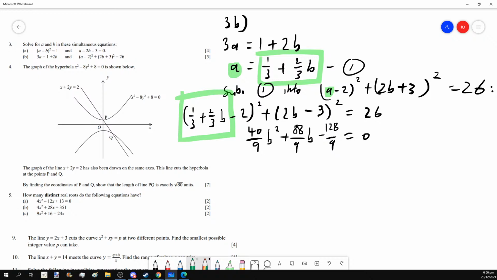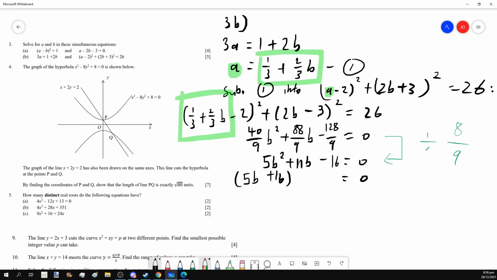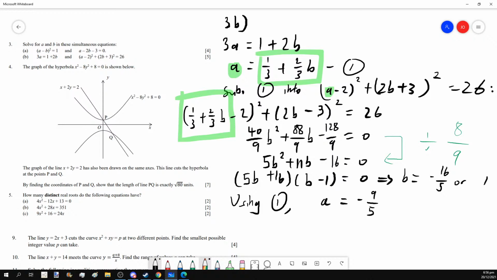From here, what I'm going to do is make the numbers look a little nicer by dividing by 8/9. This will give you the dramatically nicer looking quadratic 5b² + 11b − 16 = 0. And from here, it will be a simple enough affair to factorize. The factorization implies then that b equals negative 16/5 or 1. Then just like in question 3a, we will be using our first substitution, and then we should get two different values of a based on the two different values of b.